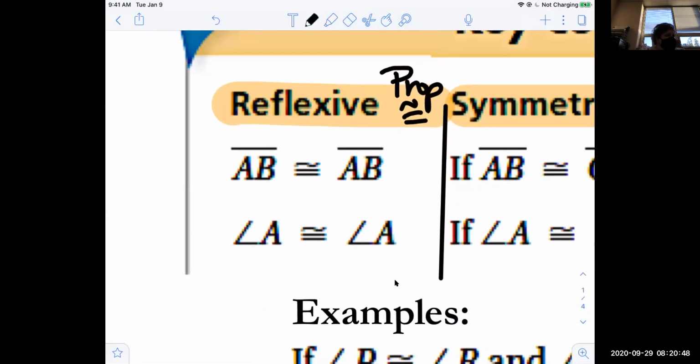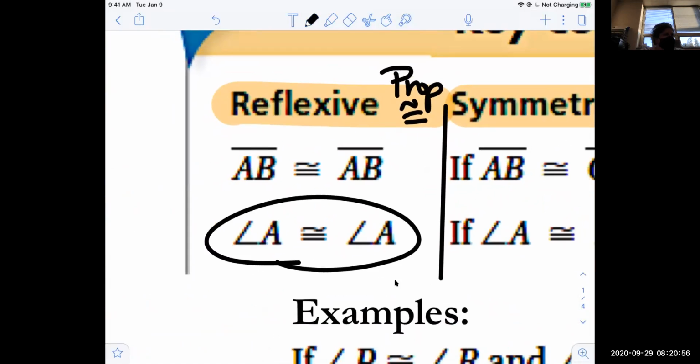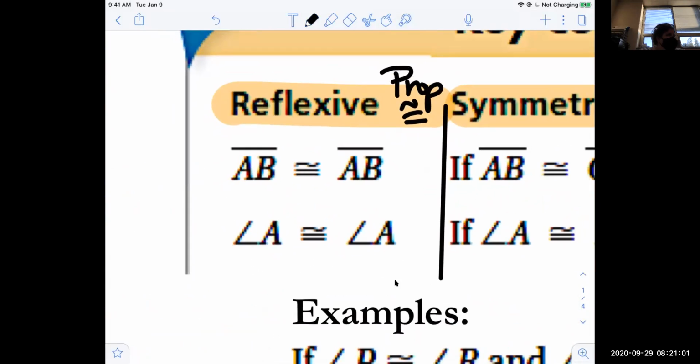So remember, reflexive means the same exact thing on both sides. So this is an example of reflexive with segments, and then here's reflexive with angles. So reflexive is the same exact thing on both sides. And again, it's congruence because they're congruence relationships.